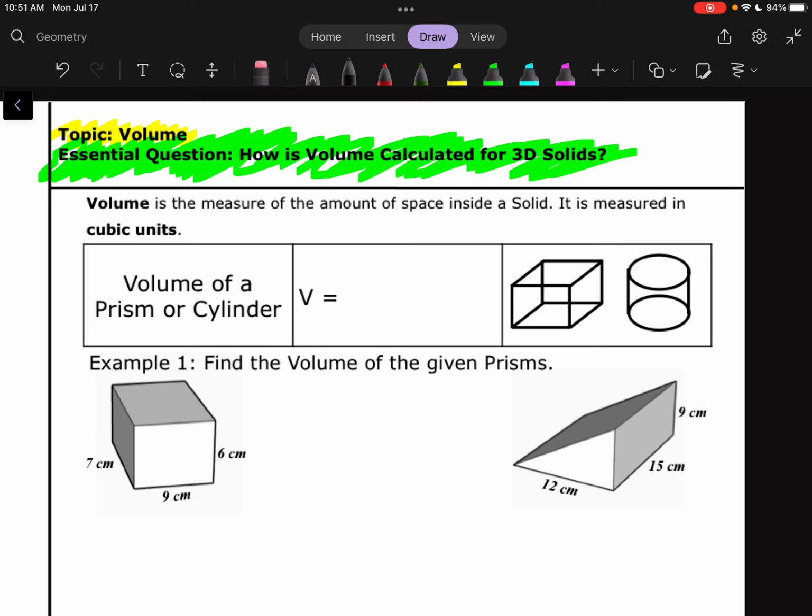We can find the volume of these two things by doing the formula big B times H. Now, the big B will be the area of the base. Notice, depending on if we're doing a prism or a cylinder, that shape is going to be different. So we might have to do base times height if our base is a rectangle, or we might have to do pi r squared if our base is a circle. And then H will be the height of the prism or the cylinder.